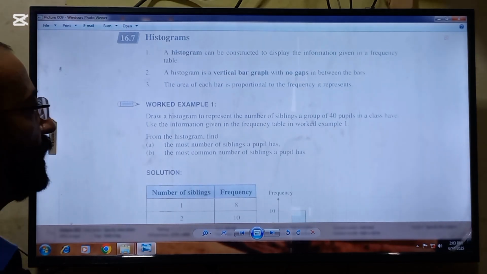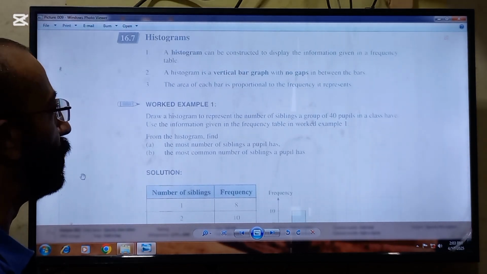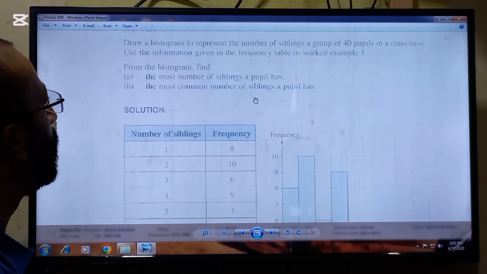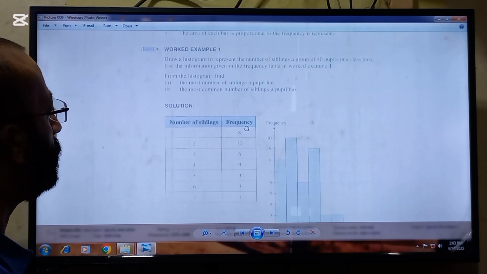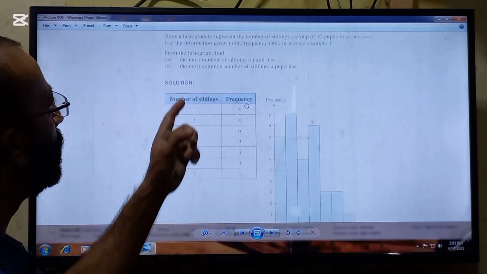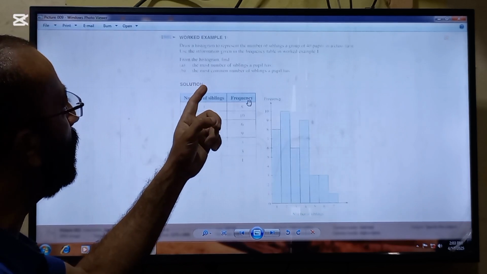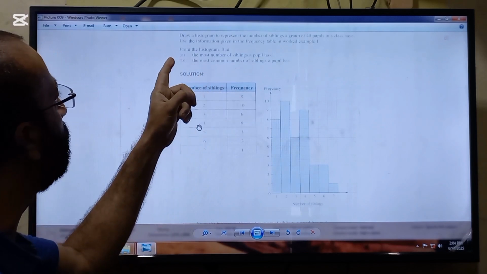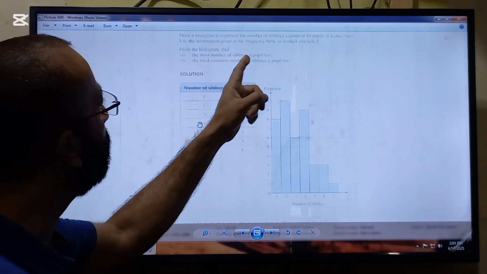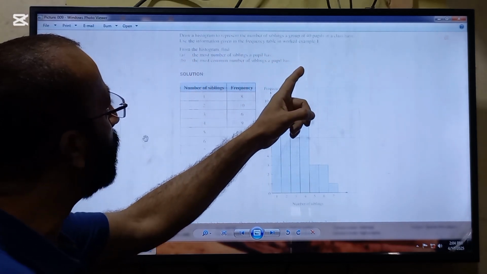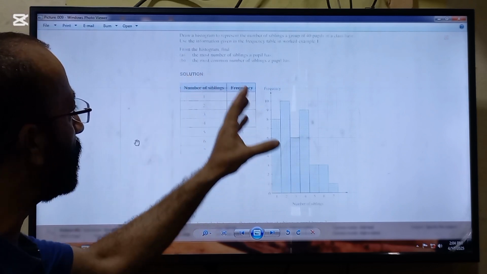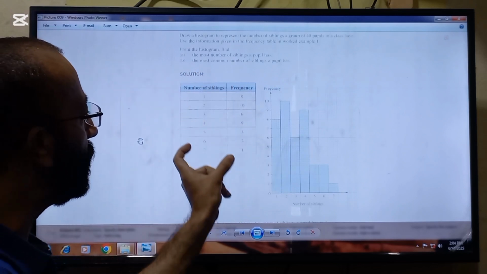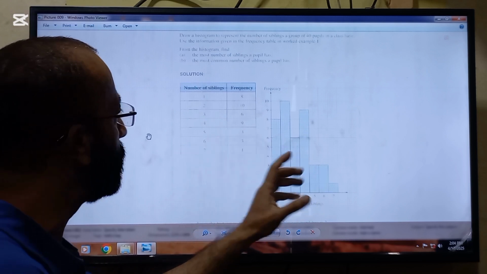The area of each bar is proportional to the frequency it represents. So here is a question that will make your concepts more clear. Draw a histogram to represent the number of siblings that a group of 40 pupils in a class have. Use the information given in the frequency table in worked example 1. So here is the frequency table which we have just made in example number 1. Now we will use this frequency table to draw the histogram.